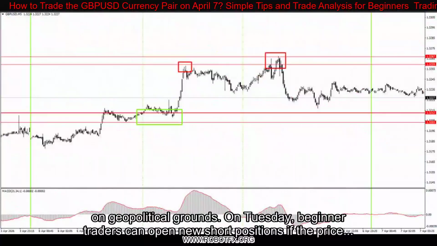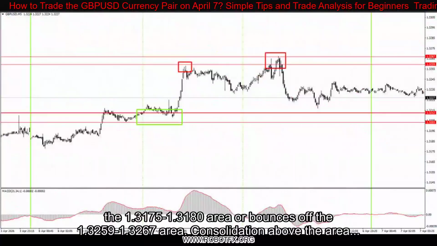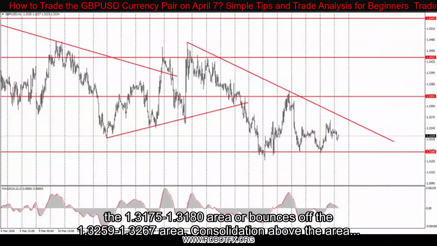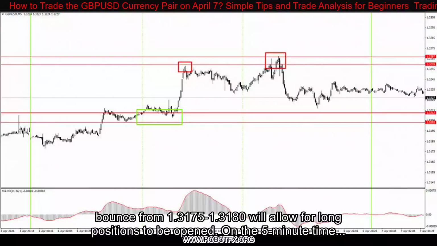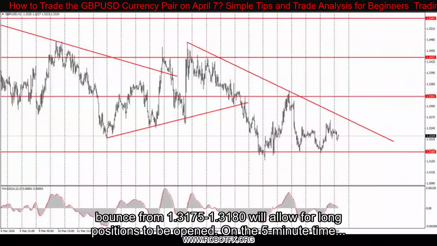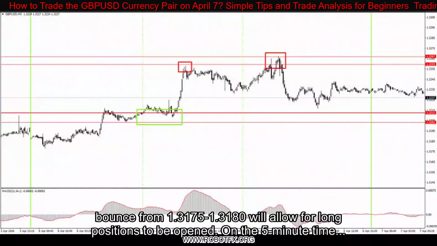solely on geopolitical grounds. On Tuesday, beginner traders can open new short positions if the price consolidates below the 1.3175-1.3180 area or bounces off the 1.3259-1.3267 area. Consolidation above the area of 1.3259-1.3267 or a bounce from 1.3175-1.3180 will allow for long positions to be opened.